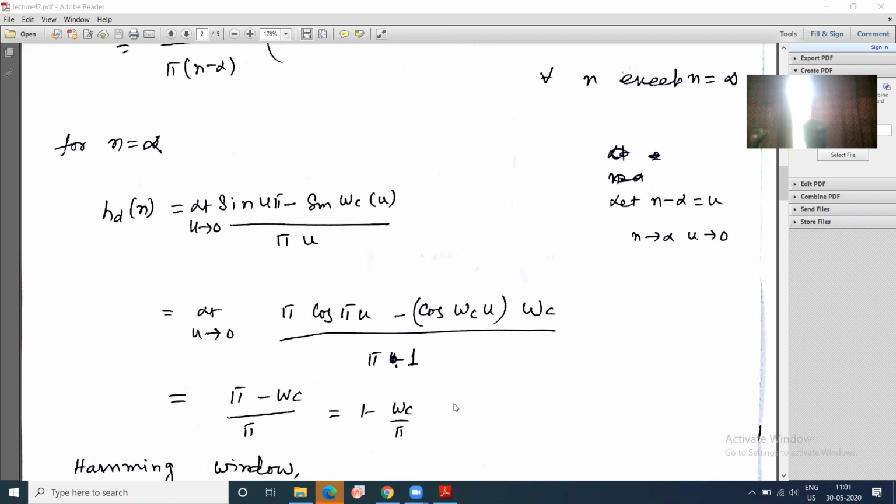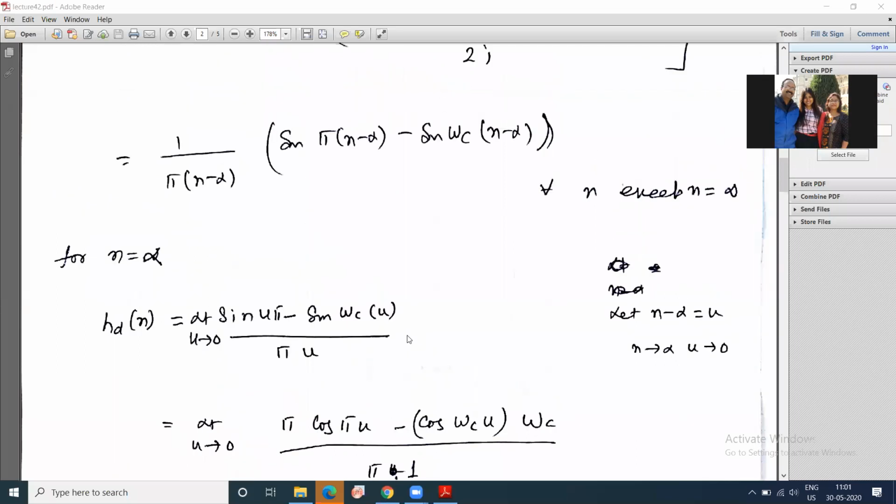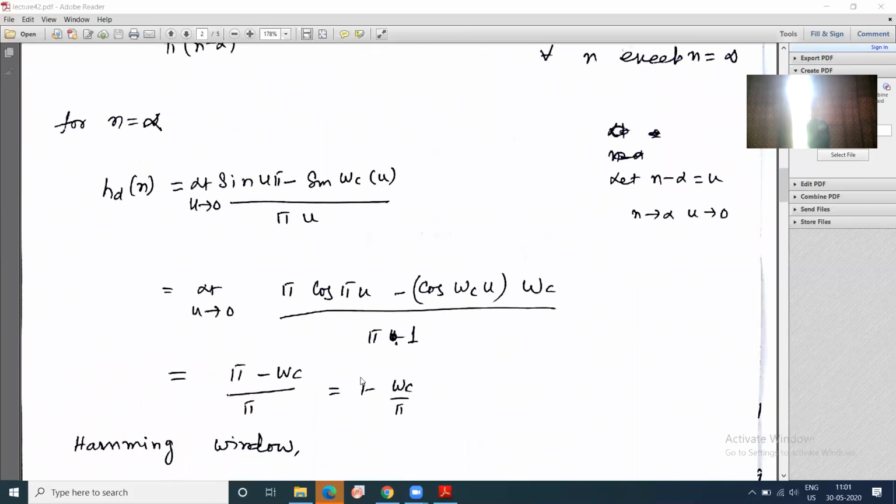Is it all right? Yes, sir. Very good. Okay. So for all values of n except n equal to alpha, this is the equation, and for n equal to alpha, this is the equation.